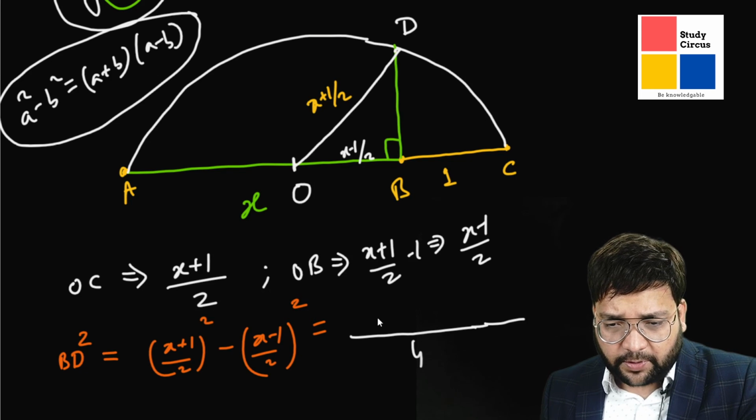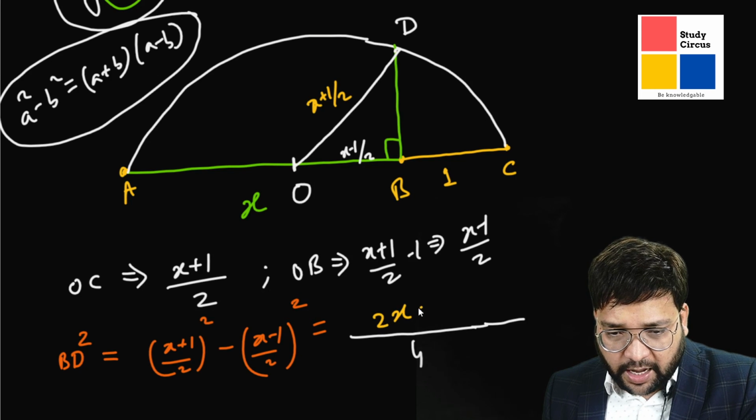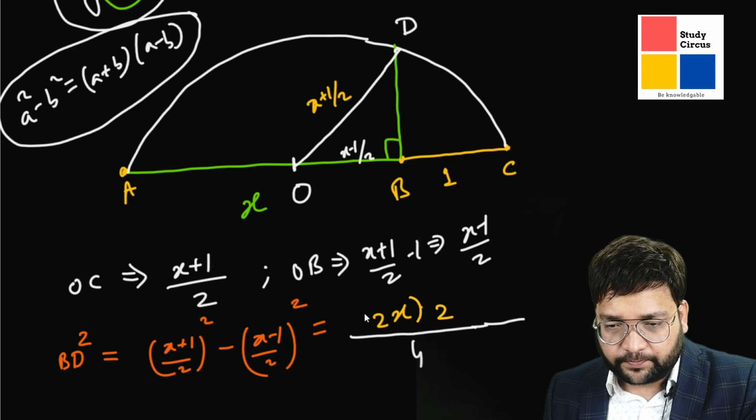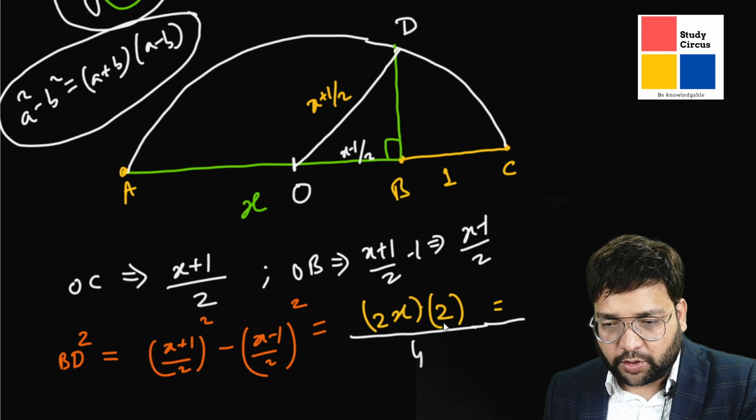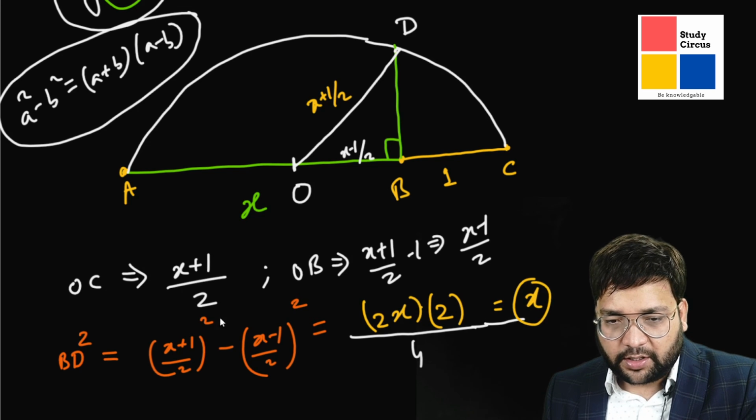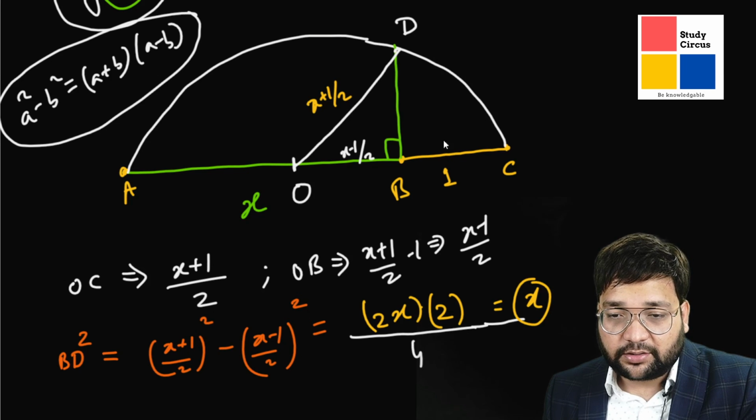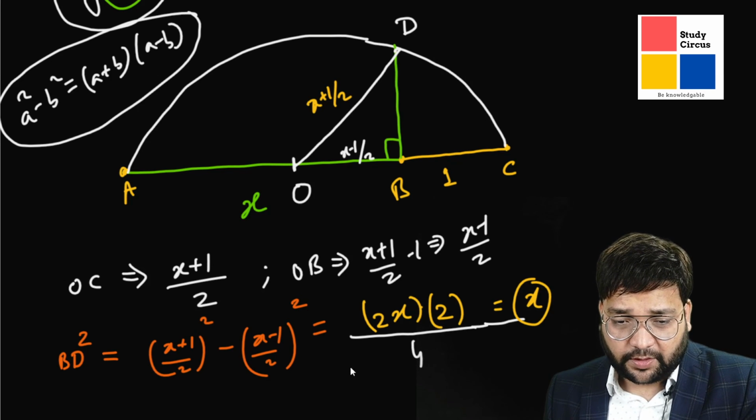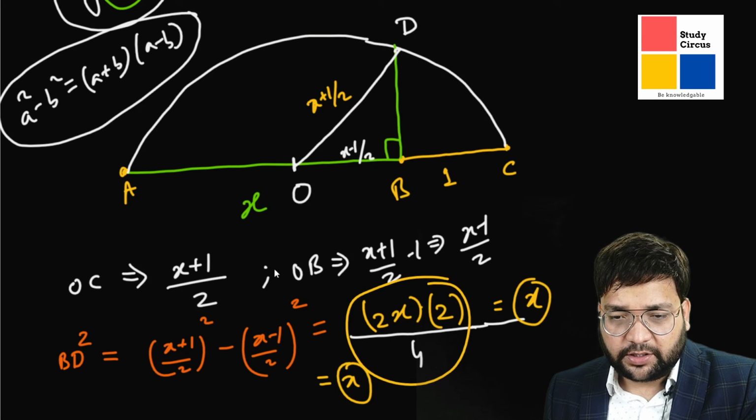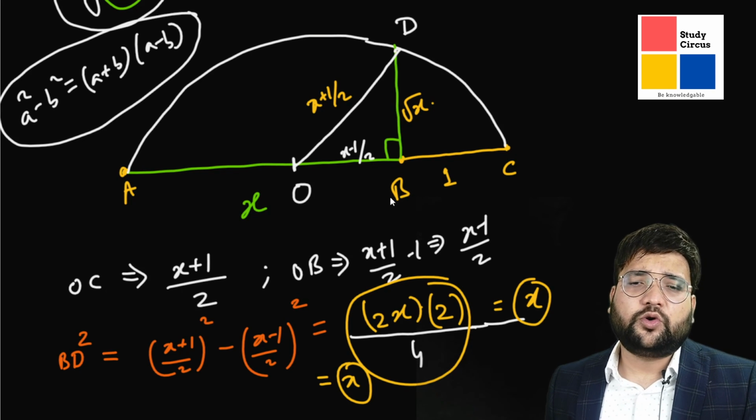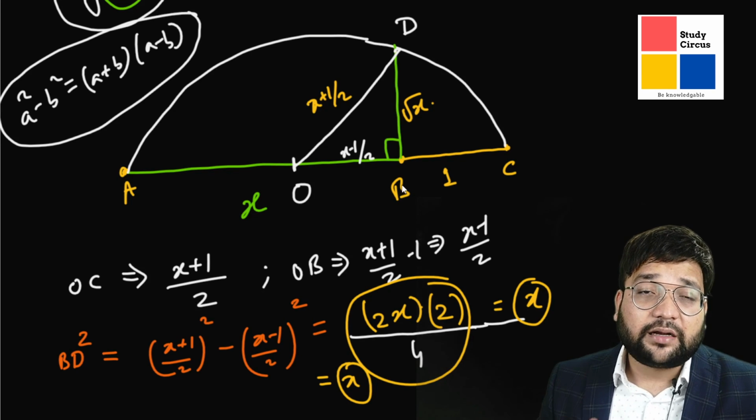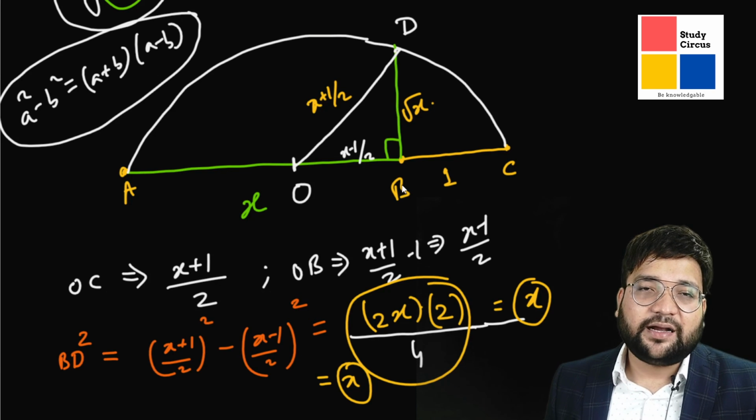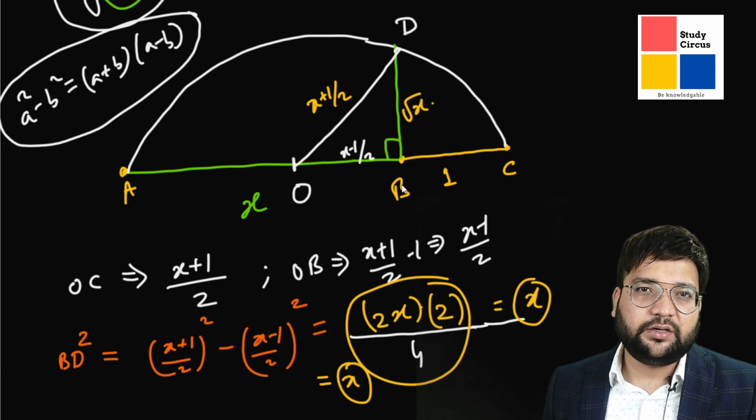So that is going to be a plus b, that is going to be 2x, and a minus b is equal to 2. Okay. So this 4 gets cancelled. X only. So BD square is x, right? BD square is x. So BD is what, root of x, right? BD is root of x, right? And that is what we wish to find out. So that length, geometrically BD is root x.